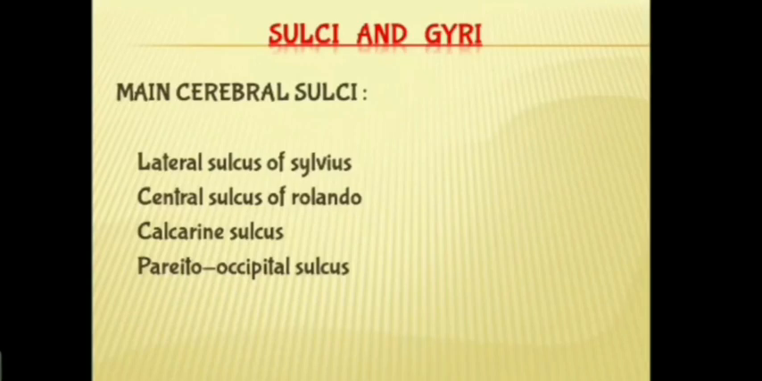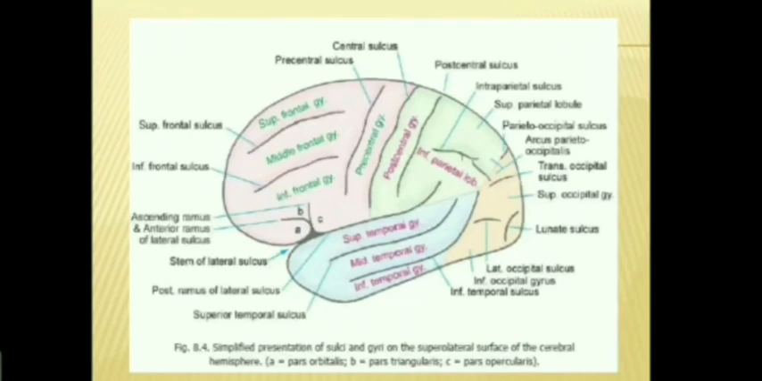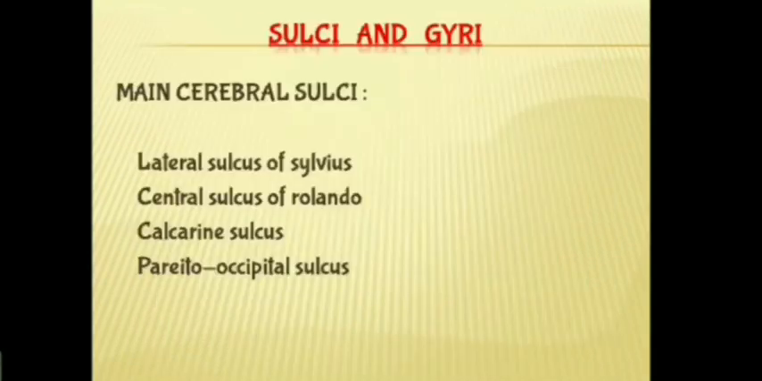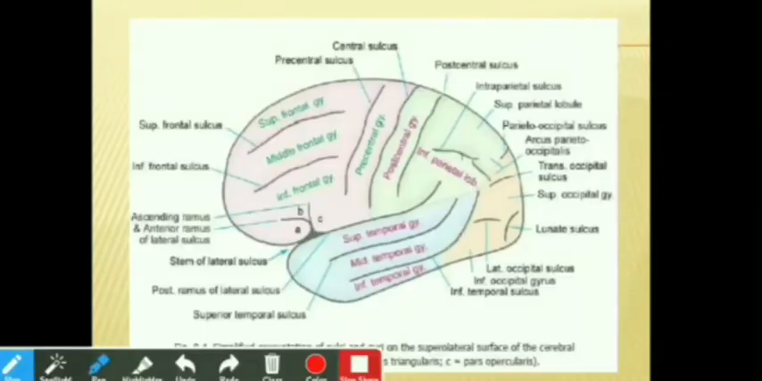The sulci and gyri will vary from individual to individual, so we are discussing the main sulci and gyri here. About the lateral sulcus of Sylvius: we are going to see four sulci: lateral sulcus of Sylvius, central sulcus of Rolando, calcarine sulcus, and parieto-occipital sulcus. The lateral sulcus of Sylvius is one of the clearly visible cerebral sulci and has a stem and three rami.